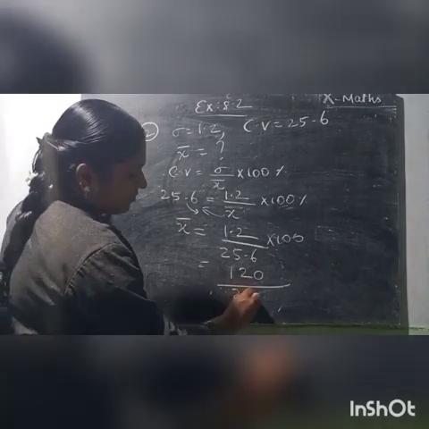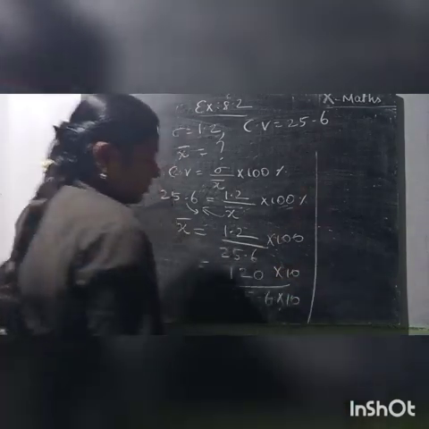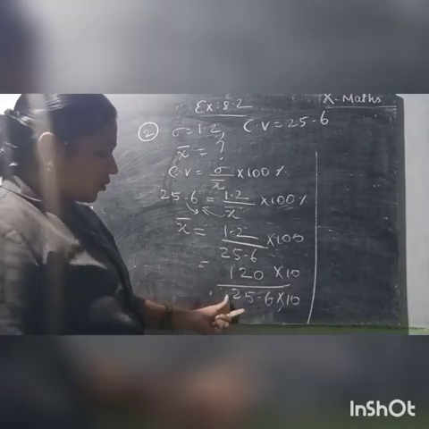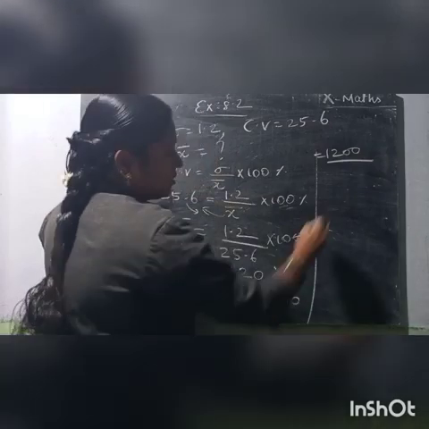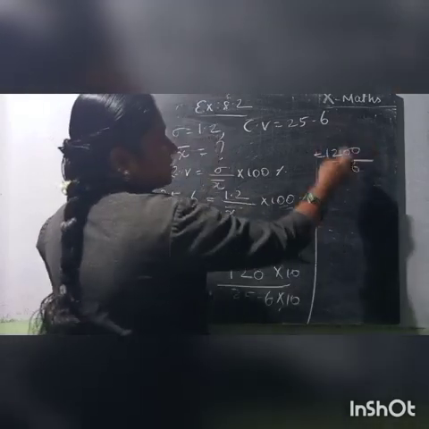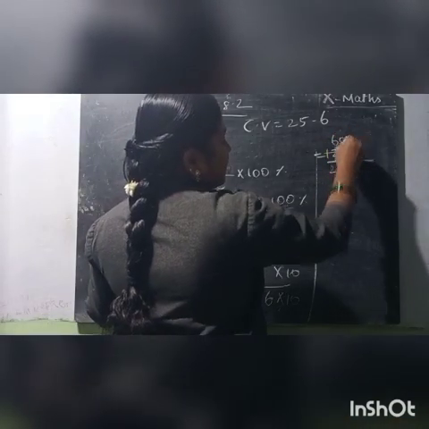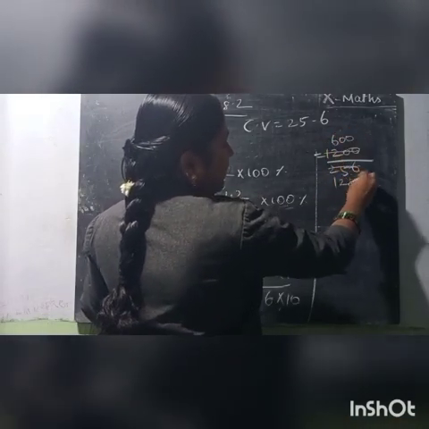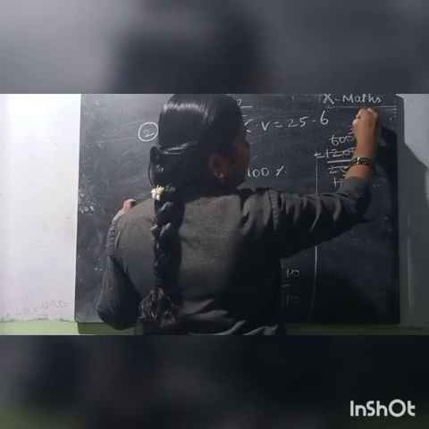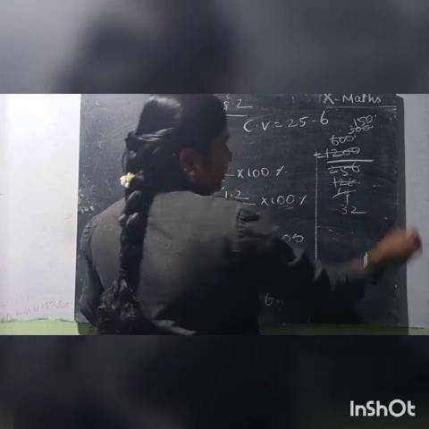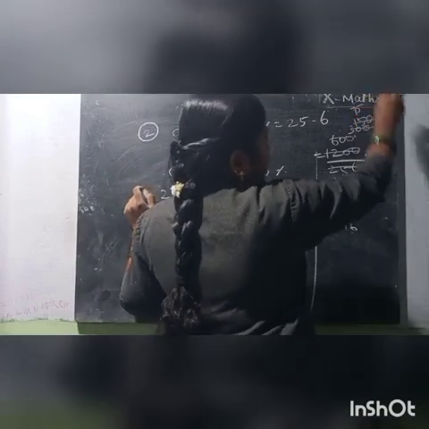Then 25.6, so multiplied by 10 because one decimal is there. So 1200 divided by 256. Then you can cancel by the 2 table. So 600, 1 time, 2 time, 8 time. Again the 2 table, 300, 128. Again the 2 table, 150, 64. Again by the 2 table, 75, 32.